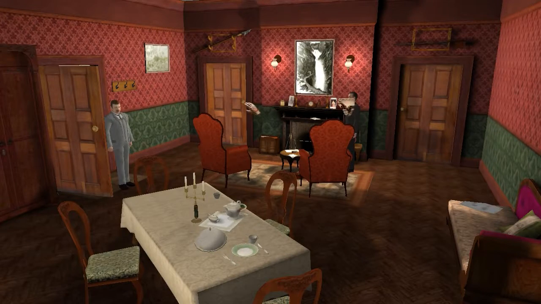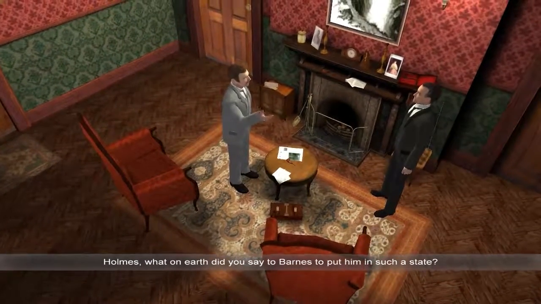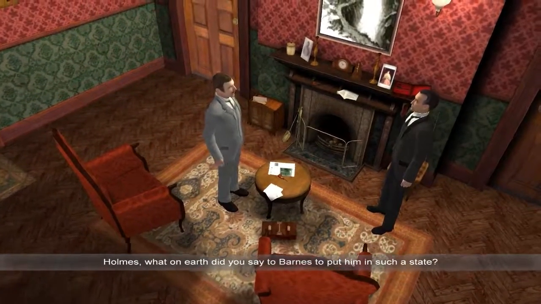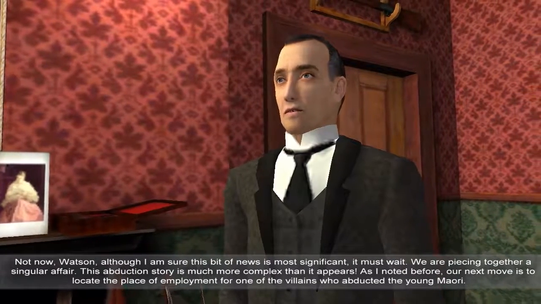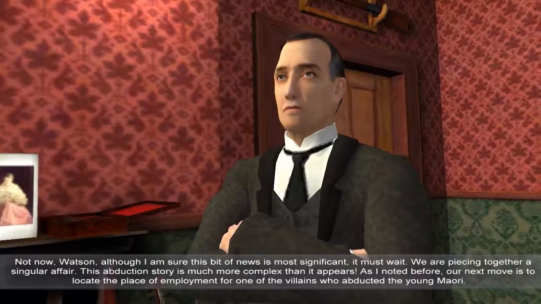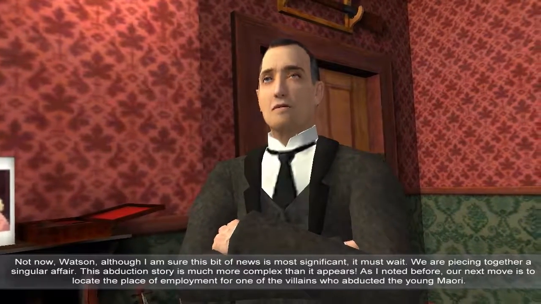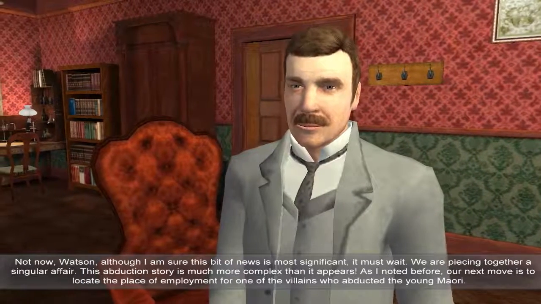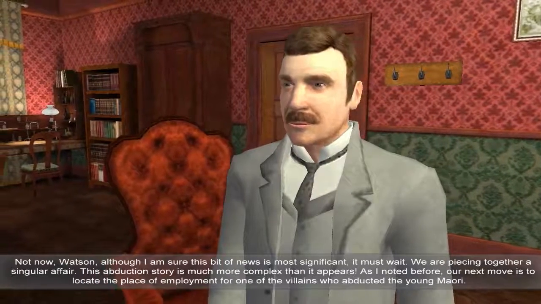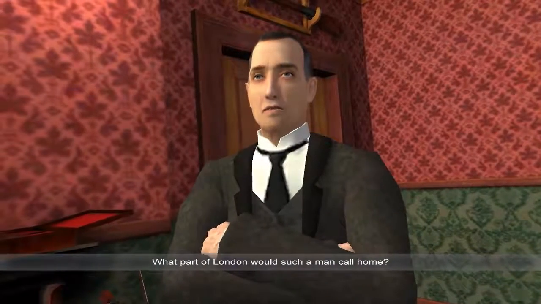Oh, hello. Holmes, what on earth did you say to Barnes to put him in such a state? Not now, Watson, although I'm sure this bit of news most significant. It must wait. We are piecing together a singular affair. This abduction story is much more complex than it appears. As I noted before, our next move is to locate the place of employment for one of the villains who abducted the young Maori. What part of London would such a man call home?